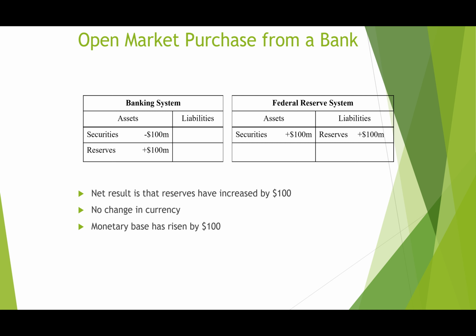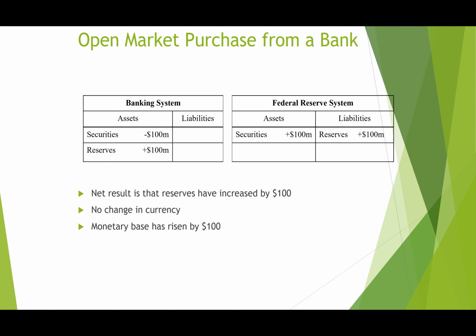So the Fed goes out, it buys a bond. That means the Fed has basically bought a government bond, and it now owns more government bonds. So on the asset side, its securities have gone up by 100 million. Of course, it has to pay the bank that it buys that bond from, so it has to credit the account for the bank. So you see that as the liabilities of the Fed increasing by 100 million.